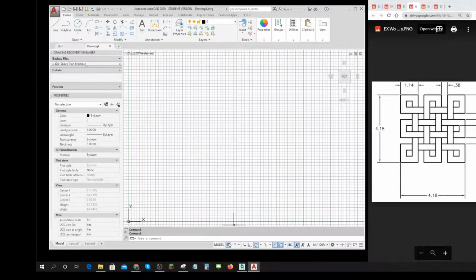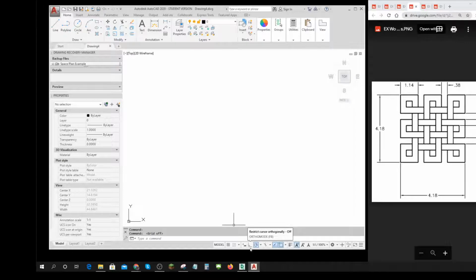Start drawing. I'm going to be ortho. Everything is going to be going sideways. So I'm just going to make it easy. 4.18. Now there are easier ways to, I can copy or I can offset. Let me go offset 0.38.